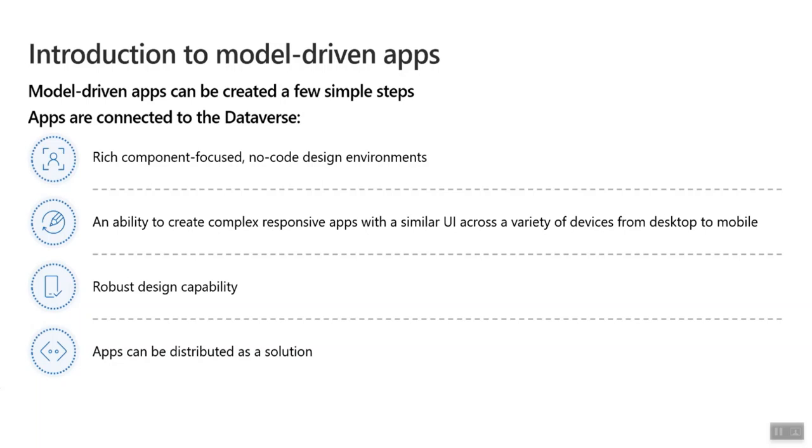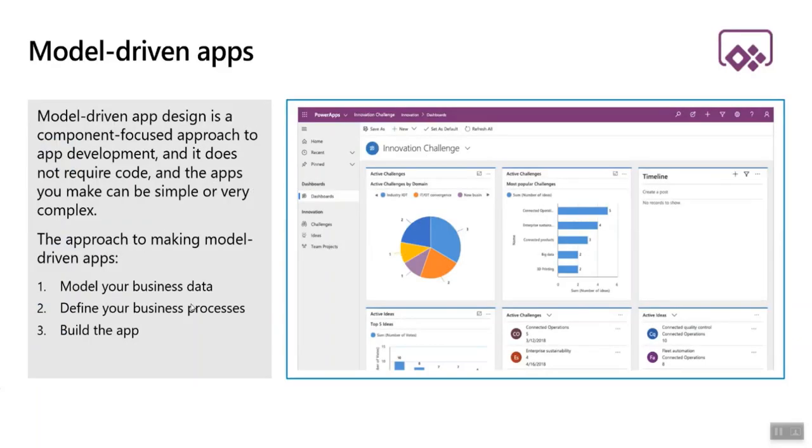So if you think about business process focused applications where you already have the data model available, then model driven applications is the way to go. As I said, model driven application is more a component focused application development approach, doesn't require any code as such, and you can build applications that range from a simple application all the way to really complex applications.